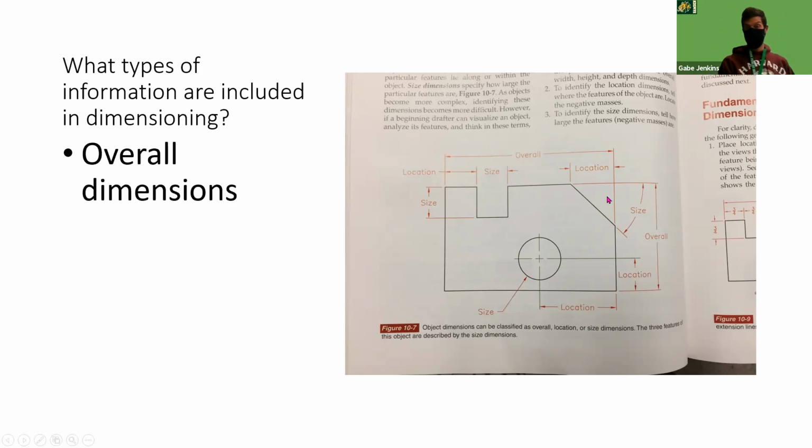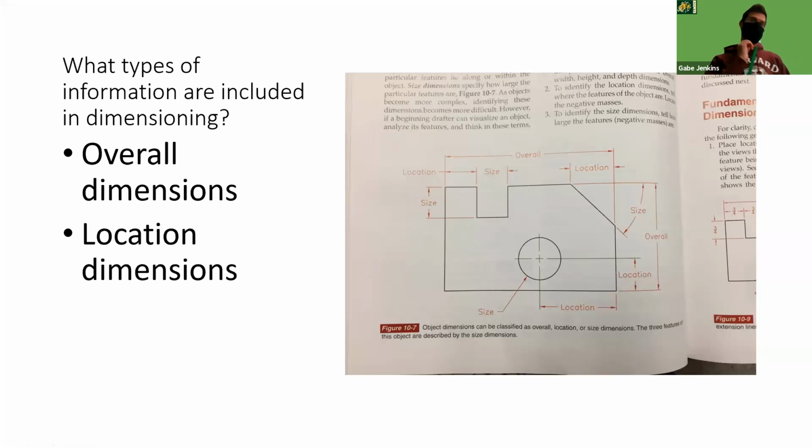The first thing they tell you is the overall dimensions. How big is this whole thing? You see over here it says overall, so it's telling you the overall dimensions of this shape: how wide is it by how tall is it? So overall dimensions is one type of information that is included in dimensioning.